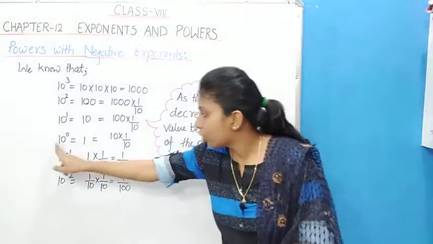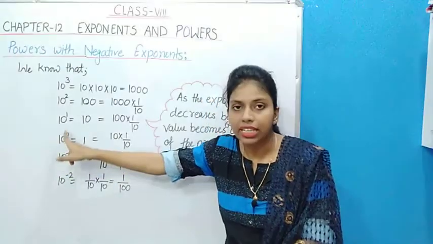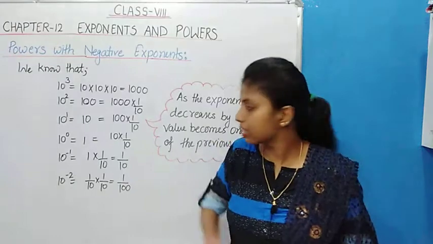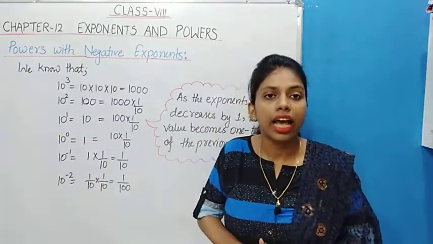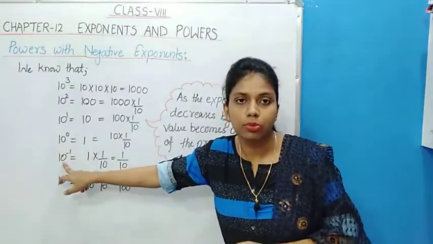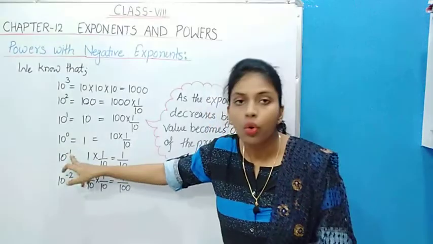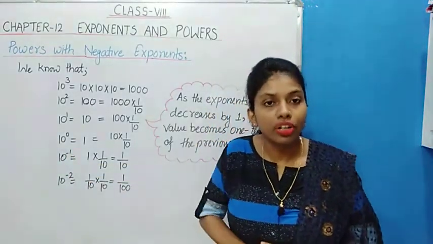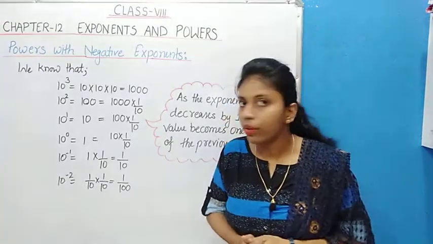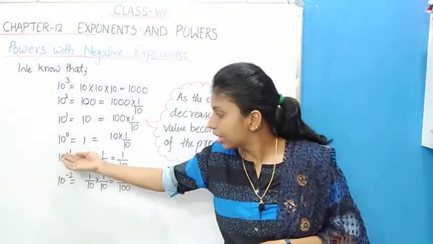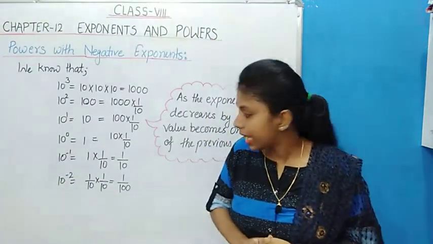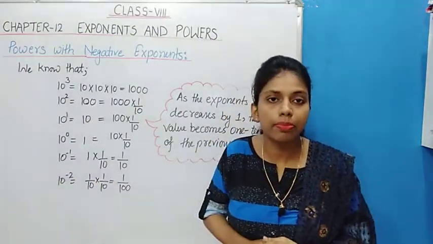We already saw that 10 raised to power 0 is equal to 1. So what if the exponent decreases from 0? If the exponent decreases from 0, the exponent becomes negative, so it is 10 raised to power -1. In this video we are going to discuss powers with negative exponents, like 10 raised to power -1, 10 raised to power -2. These are the negative exponents. So how can we represent this value?